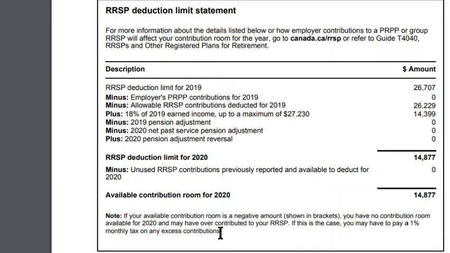And the final note here tells you, make sure that you don't over contribute, because if you do, there's going to be a 1% monthly tax on any excess contribution. So this is the amount you want to keep track of, and you never want to exceed that amount, because if you do, you're going to have to pay a penalty.